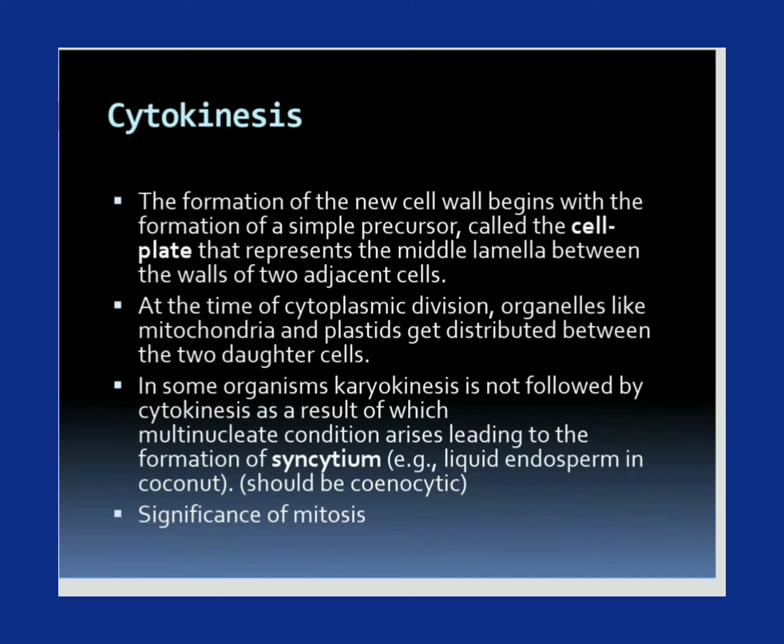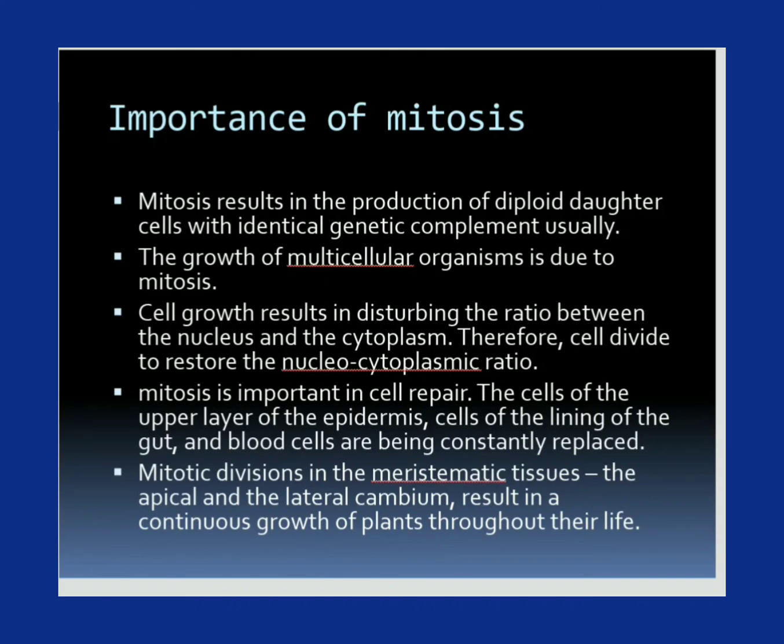At the time of cytoplasmic division, organelles like mitochondria will be distributed between the two daughter cells. In some organisms, karyokinesis is not followed by cytokinesis, as a result of which a multinucleate condition arises, leading to the formation of syncytium. So this is about the cytokinesis. It will separate one parent cell into two daughter cells, and this will continue if they want to divide. Otherwise, it will form the multinucleated condition.